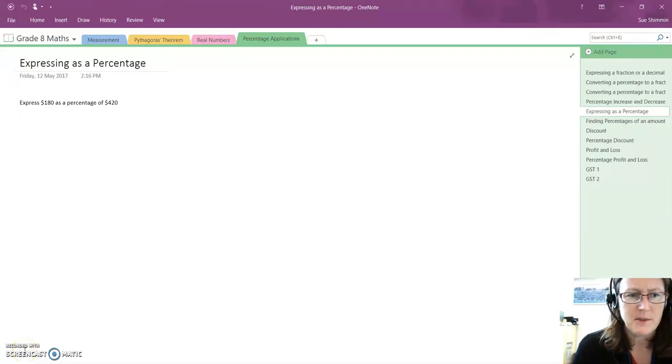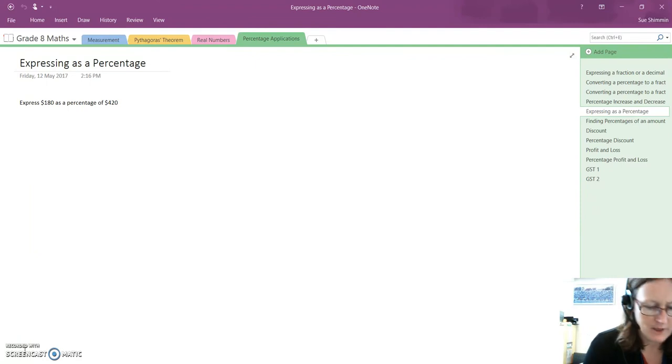Let's look at expressing as a percentage. If we wanted to express $180 as a percentage of $420, let's create a scenario out of this. Let's say you want to buy a phone. The phone costs $420. Your mum says she'll give you $180 towards it. What percentage has she given you? So what percentage of the phone amount has she given you?